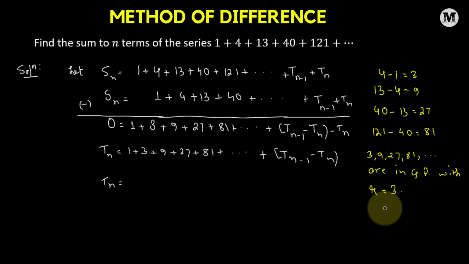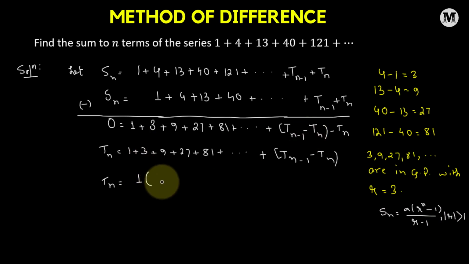So here the sum is given by the formula, the first term a multiplied by r raised to the power of n minus 1, divided by r minus 1, with the absolute value of r being greater than 1. So here we have the first term, that's 1, multiplied by the common ratio r, which is 3, raised to the power of n. There are a total of n terms, minus 1 whole divided by 3 minus 1. So that means we have half multiplied by 3 raised to the power of n minus half. This is going to be the nth term of the series.